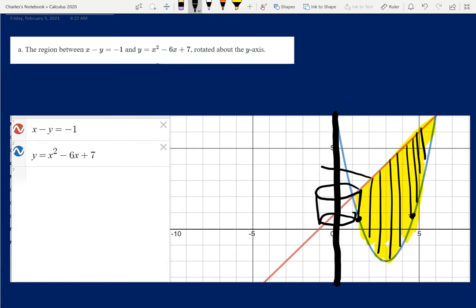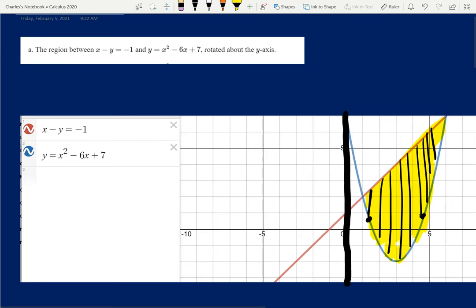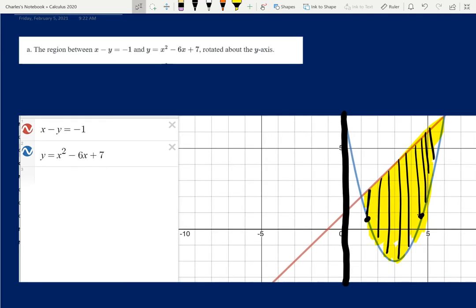And then the second one, I don't know if I can really draw it, but it's going to be this cylinder here with an empty cylinder in the middle. And so I'm going to use the cylindrical shells method. I'm going to need to go from the integral from, it looks like, 1 to 6 of 2 pi RL. So I'll put a 2 pi out here.